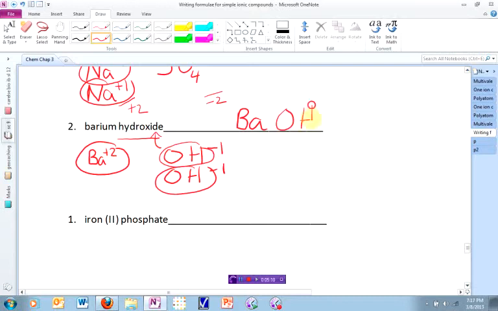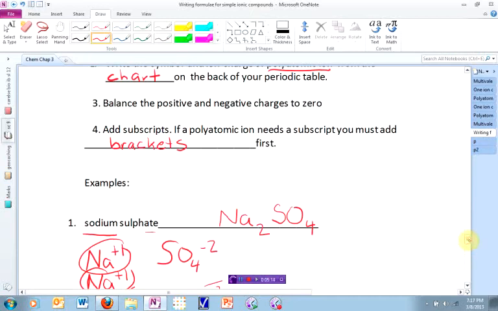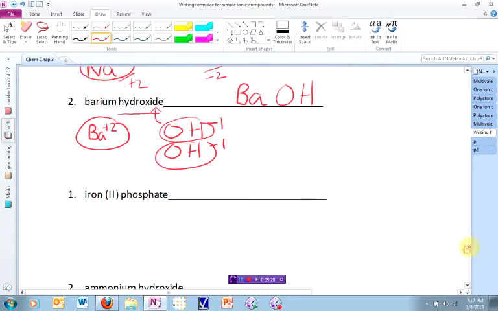So we'll do OH. Now before we put the 2 in, if a polyatomic ion needs a subscript, which it does in this case, you must add brackets first. So I put brackets around the whole OH, and then I do a little 2. And what that means is, you can see here I've got 1 OH, 2 OH. So by putting the brackets there, it shows that we've got 2 hydroxide ions.